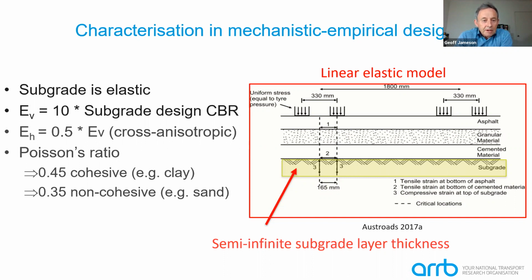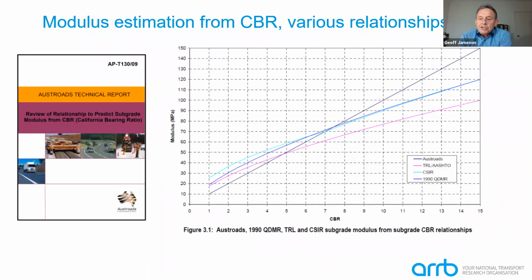So this is called cross-anisotropic characteristics. The modulus is different in the horizontal direction than the vertical direction. And we have some information also about presumptive Poisson's ratio values to use in our modelling work. Now this 10 times CBR relationship is shown here, this solid line. This is the Austroads relationship. And for a CBR of 10, of course, the vertical modulus is 100.